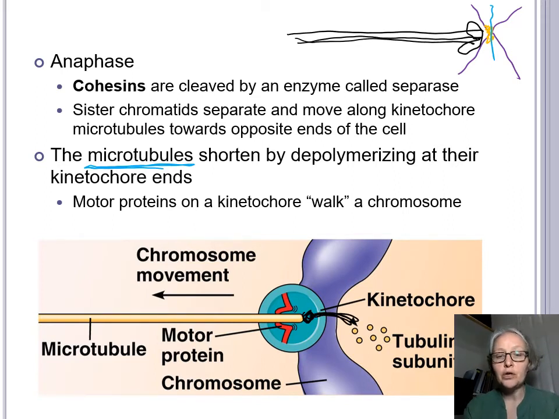As they fall apart, there are motor proteins. Remember from lecture? Those motor proteins are then moving that DNA molecule to the opposite end. So again, you should know this movement of how these chromosomes are moving towards the opposite end of the cell. They're not being pulled. There are motor proteins that are walking them towards the opposite end.